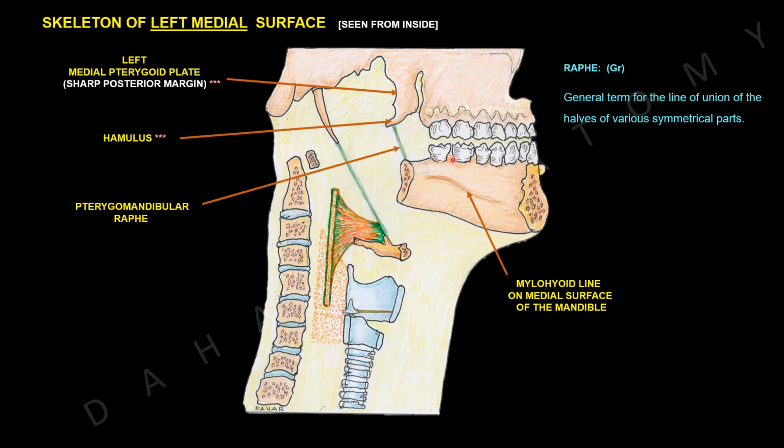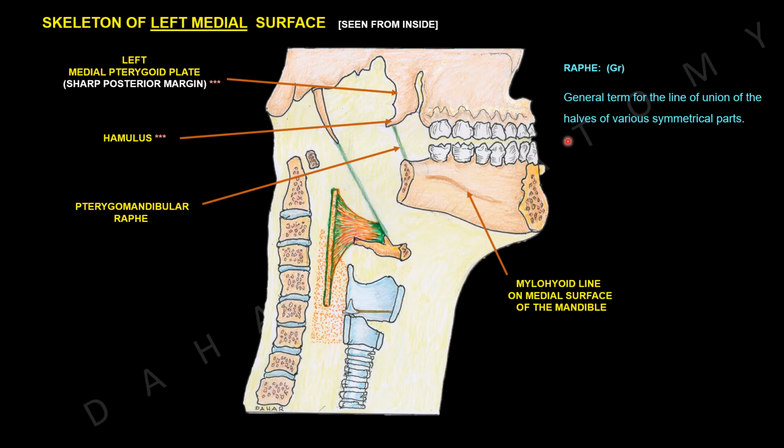This is the medial surface of the mandible. How would you know? On the medial surface, we have the mylohyoid line. Now, between the hamulus of the pterygoid plate and the mandible, we have a raphe, called the pterygomandibular raphe. What is the meaning of raphe? Raphe means a general term for the line of union of the halves of various symmetrical parts.